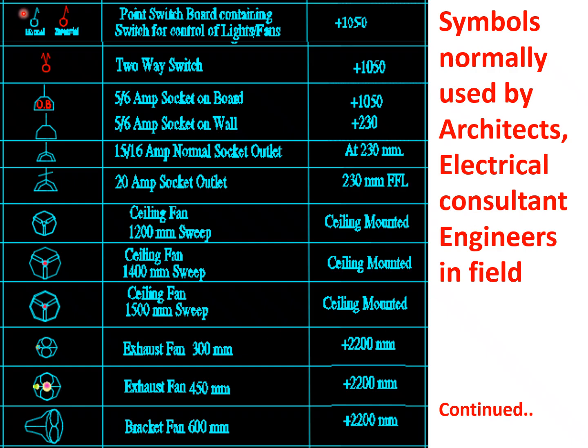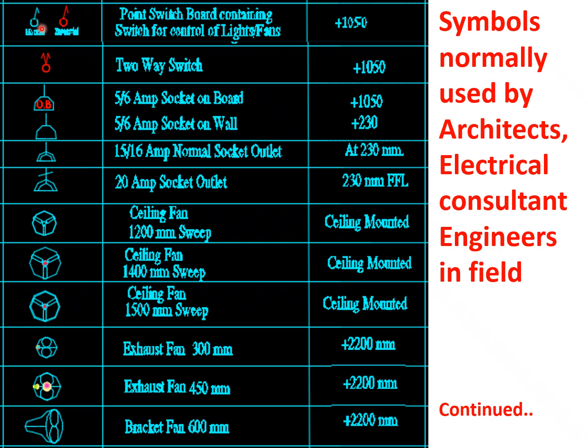The first one is light point as available on the switchboard. The first column gives the symbol, the second column narrates the meaning of the symbol, and the third column gives the mounting height from finished floor level. This is very important because at what height the things are to be provided, I have given here. Mostly these heights I have taken from Central PWD electrical installation guides.